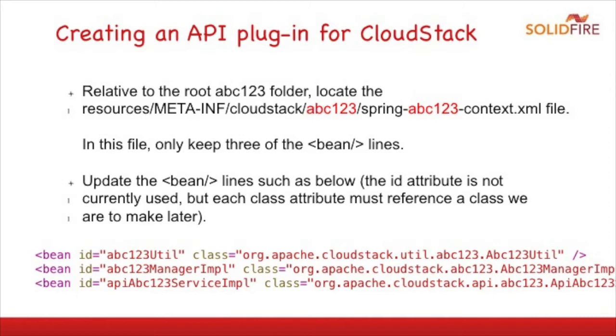We're going to want to have at least 3 of them remaining in that file. If you look at the syntax, it's bean and then ID equals something. That ID is actually not used by CloudStack. It's something that you could use from within the Spring framework, but we don't make use of that in CloudStack at the time being. So I just changed that to some name that makes sense. In this case, for the top one, it's just ABC123 util.